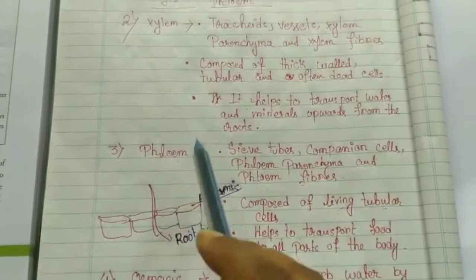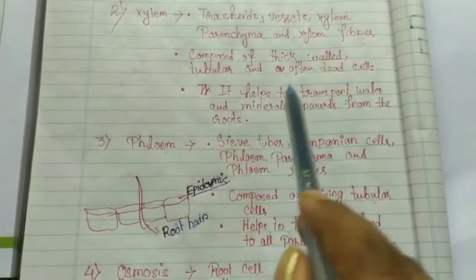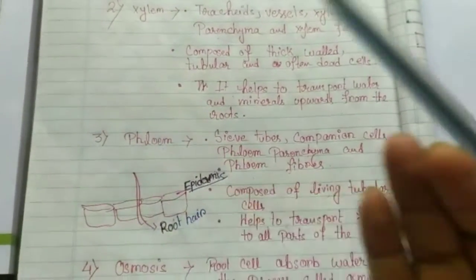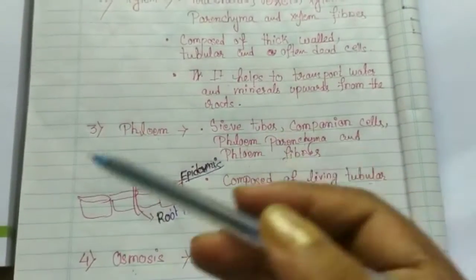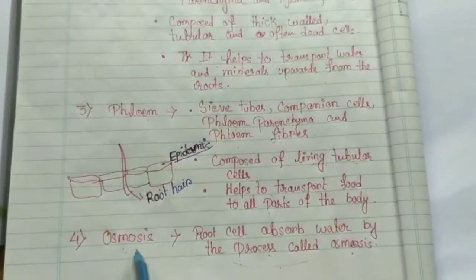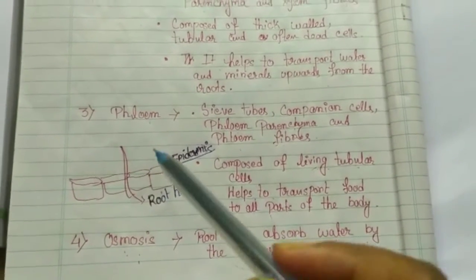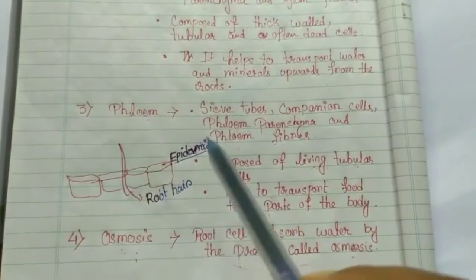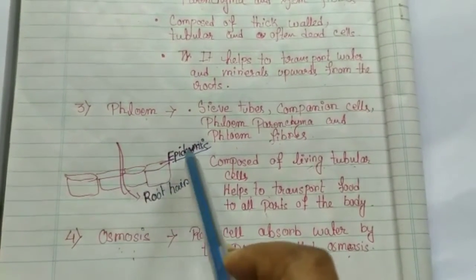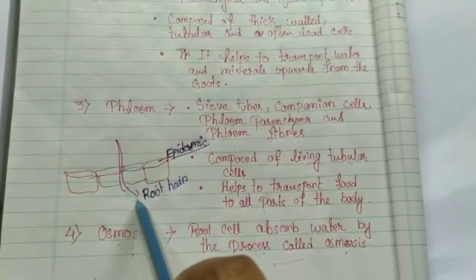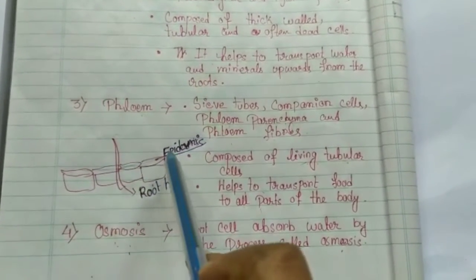Now we have understood the function of xylem and the function of phloem. Xylem helps to transport water and minerals upwards from the roots. But in which way does it transport the water and minerals upwards? It is osmosis. Osmosis is the movement of water molecules from a weaker solution to a stronger solution through a semi-permeable membrane called epidermis. Here you can see I have drawn a picture, that is the root here and this is our epidermis.